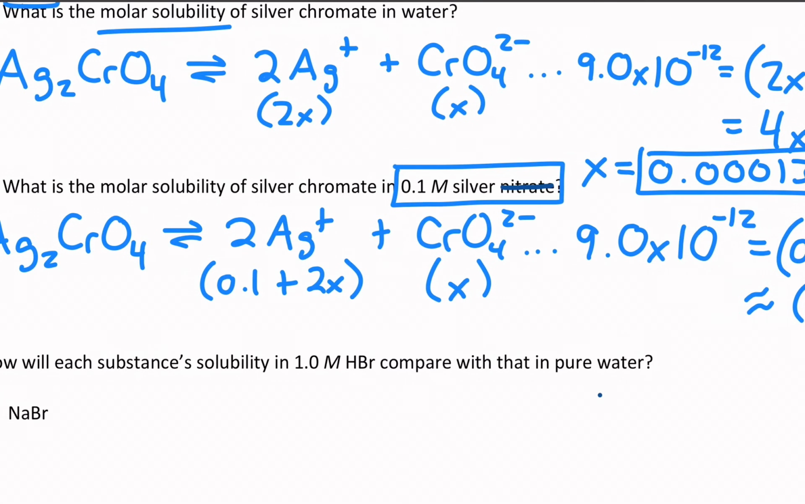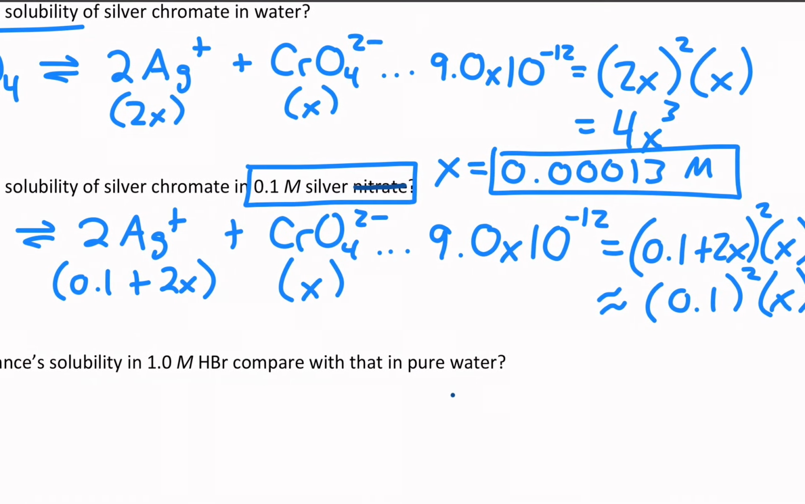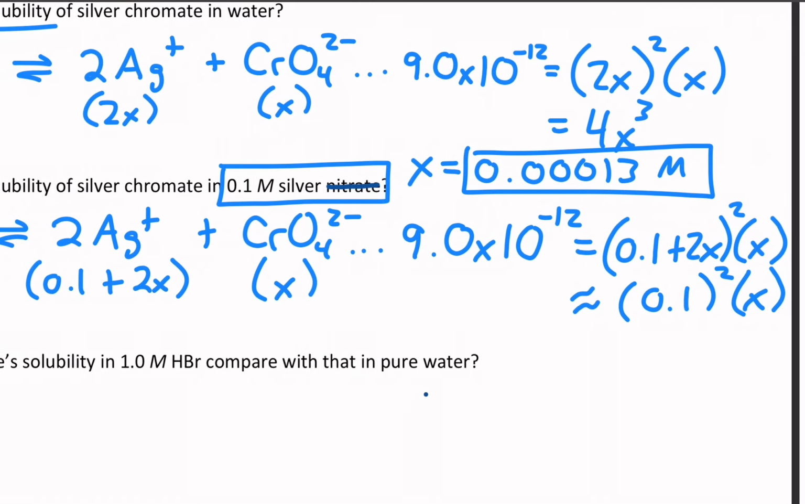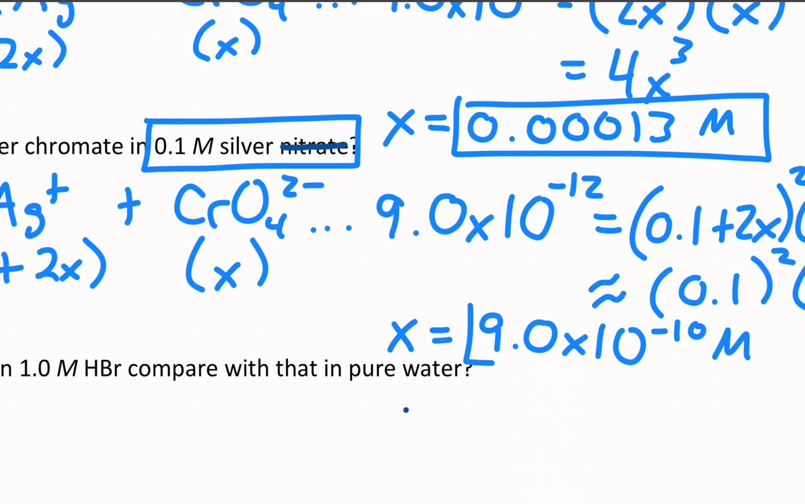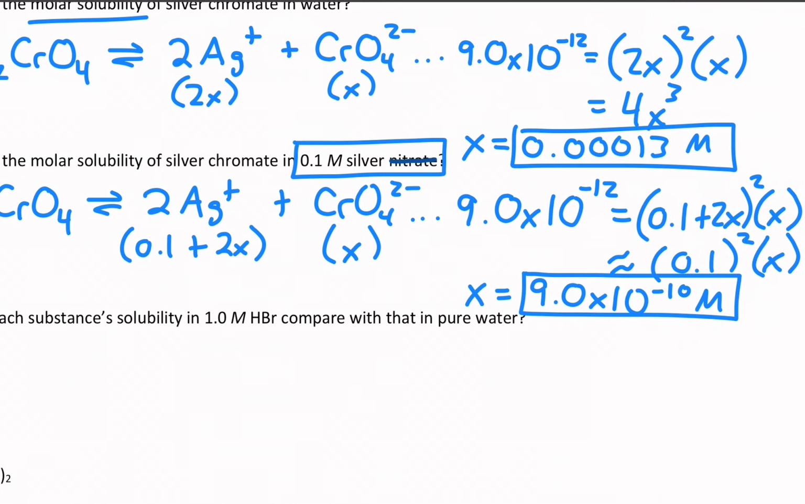I'm still going to dissolve some of this silver chromate, but however much silver ion I gain from that compound is insignificant compared to the amount that I get from this 0.1 molar silver nitrate that I'm starting with. So this actually makes it a much easier problem to solve. It's now just linear, and we get X is 9.0 times 10 to the negative 10, and it is a molarity. I know we usually write K values as unitless, but we turn these into molar solubilities.